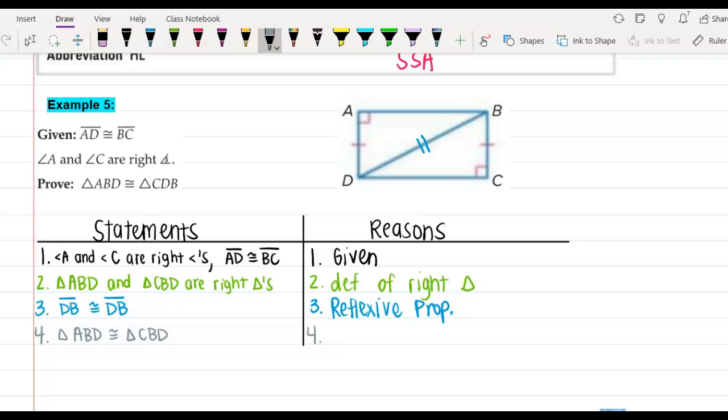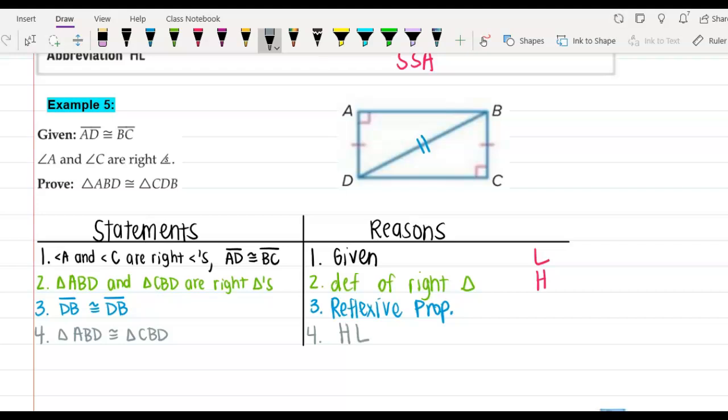And then we're already at the congruence statement. ABD is congruent to CBD. So we have A and C are our right angles. We have AD and BC, which we were told from our given, that's going to be a leg. And then DB congruent to itself is the hypotenuse for these right triangles. So this would be hypotenuse leg.